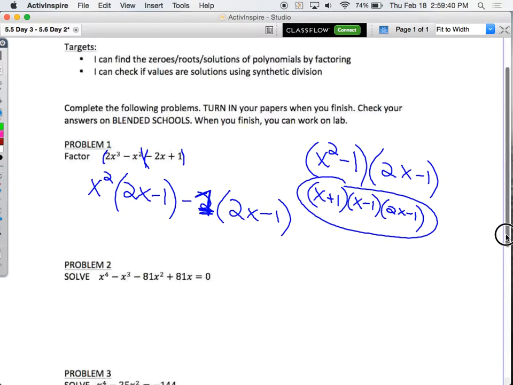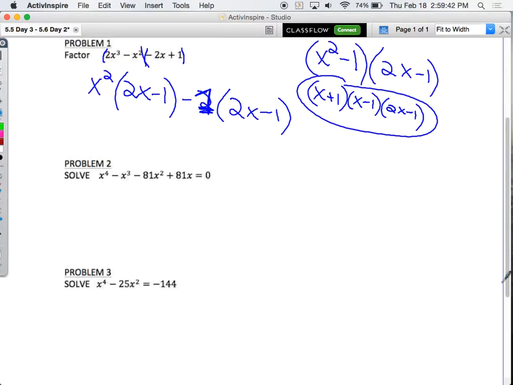All right, on to the second one. Once again, we already have four terms, so we don't have to worry about splitting a term up into two parts. We're just going to group the first two and the second two. However, always look for a greatest common factor first. Here we do have a greatest common factor, and it's x. Every term has an x on it, so we can take an x out front.